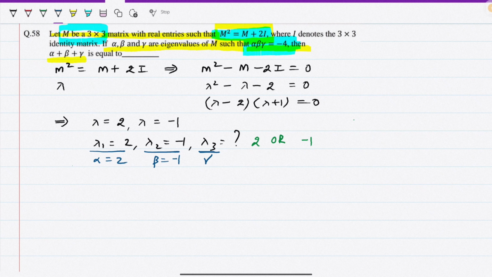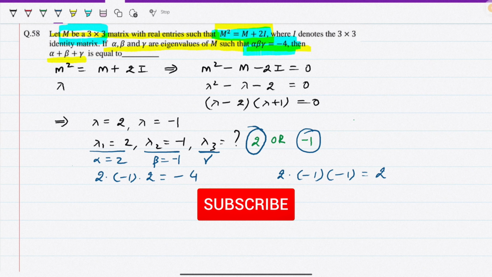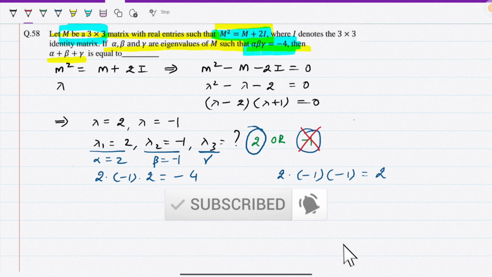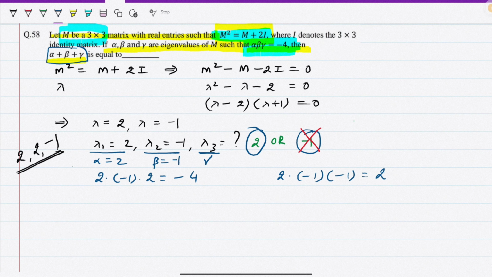We need the product of the eigenvalues to be -4. If we take alpha as 2, beta as -1, and gamma as 2, then this gives us -4, which agrees with the given condition. If we take alpha as 2, beta as -1 and gamma also as -1, then this gives us 2, which is in disagreement. So we can rule out the third eigenvalue being -1, and thus the 3 eigenvalues are 2, 2 and -1. Lastly, their sum alpha plus beta plus gamma is equal to 3.